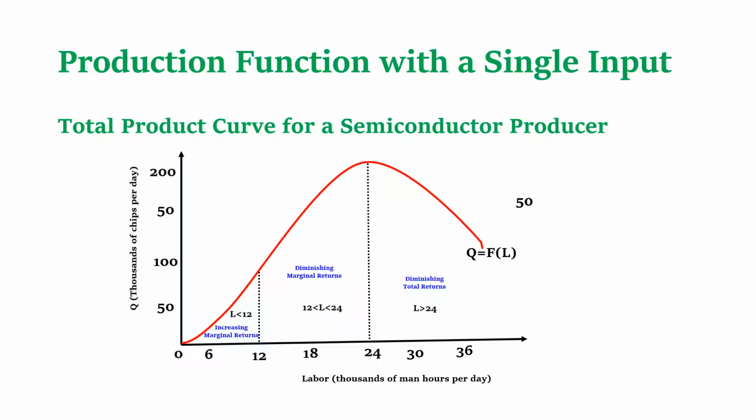So it reaches a point, L equals 24, the maximum point. Beyond that, output is declining because of diminishing total returns. This last point is not diminishing marginal returns now, but diminishing total returns to labor. So output is declining because you have a lot of idle workers. These ones are not producing. They are not productive. So you have output declining as a result.